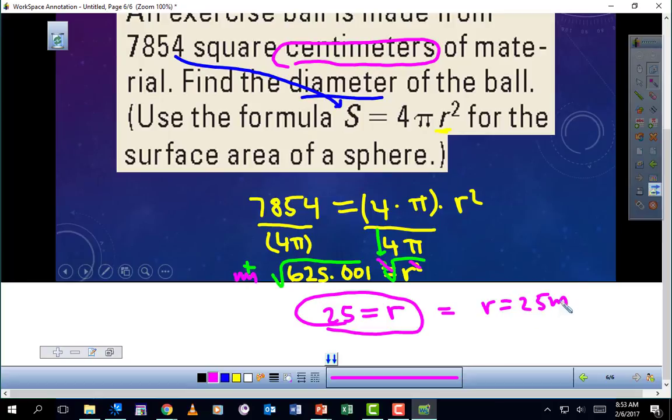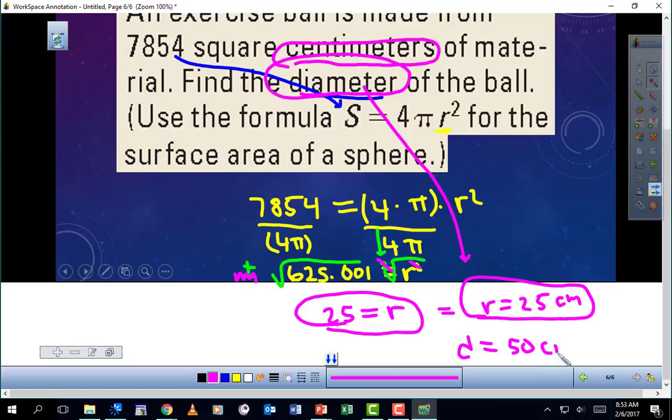Now, is this correct? Whoops, let me back that up. Is that what we're asked to do? Actually, we weren't asked to do the radius. We're actually asked to find the diameter, I think. So let's just fix that. The diameter then is equal to 50 centimeters. Okay? Alright, so be paying attention to what the application problems are asking you.